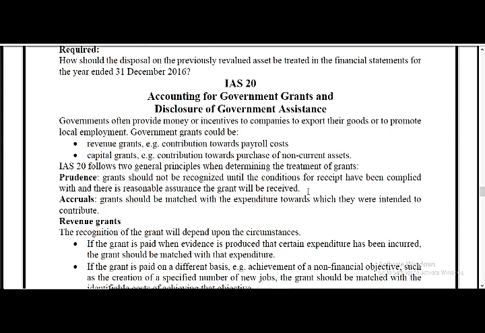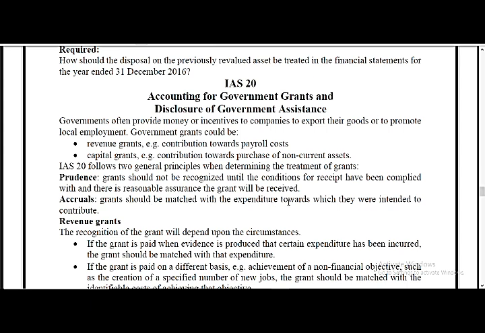Like, for example, they want to increase the employment. So, if you will be generating employment, then they will be giving you a grant. Or if they have promised to give you a grant, or they have given you a grant, you should never recognize it until you have complied with all the conditions, right? The second one, accruals.